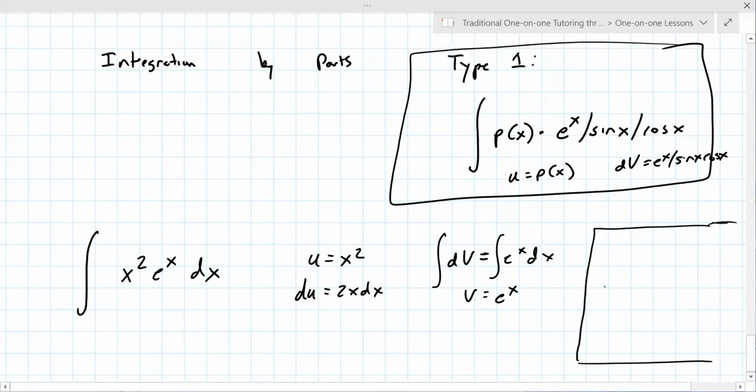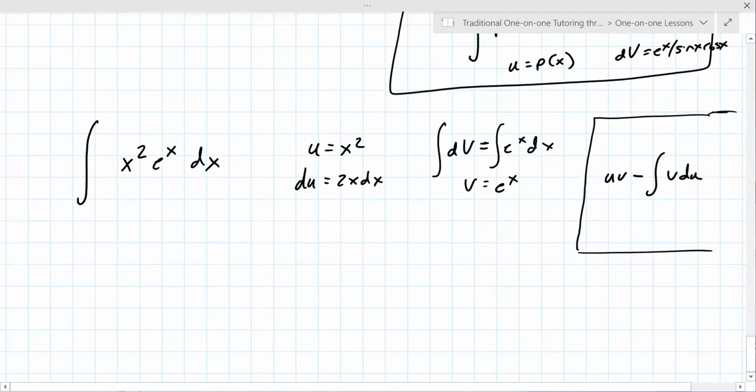So your formula for integration by parts is uv minus the integral v du. And you literally just combine the thing. So it's x squared e to the x minus the integral e to the x 2x dx.